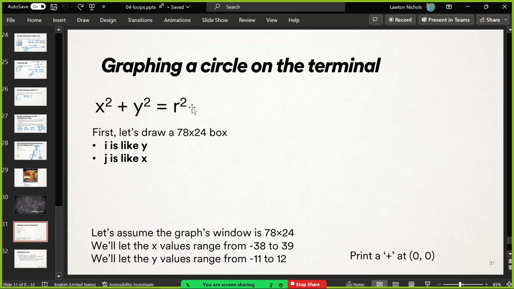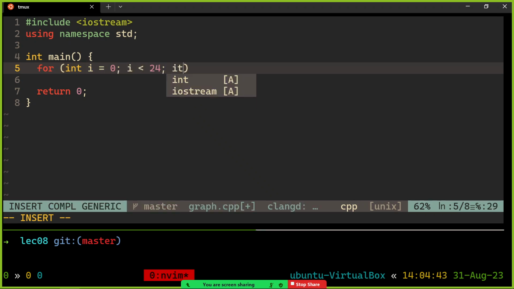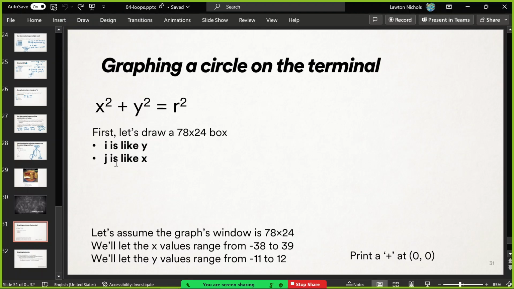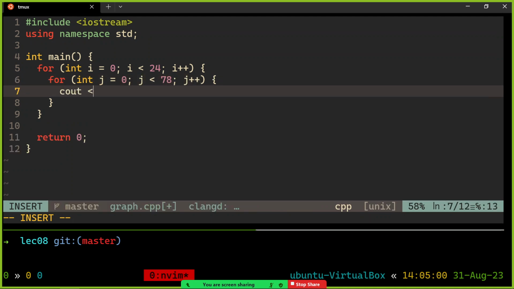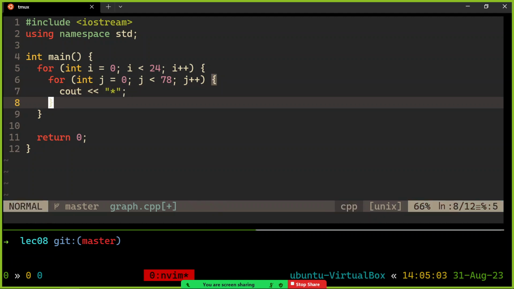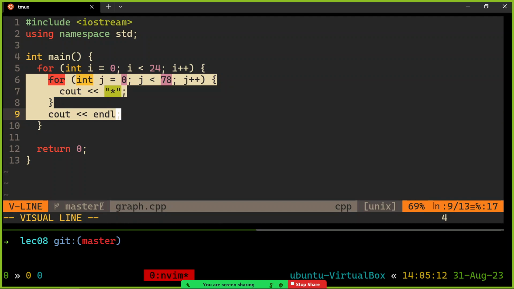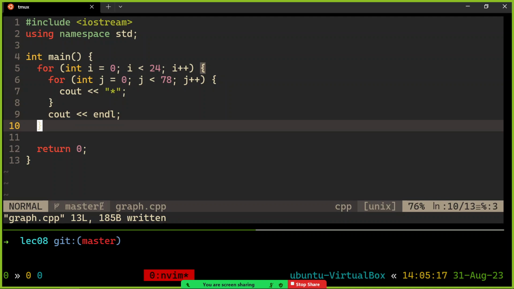I'm going to draw a 78 by 24 box. So remember that int i equals 0, i is less than 24, i plus plus. This is worrying about what line we're on. And then the j one, the inner loop, is worrying about what column we're on as we're printing stars, because I want to print a 78 by 24 box. j plus plus. So cout a single star on each line 78 times, then a new line. If you just repeat this 24 times, you get 24 lines of 78 stars. Any questions about that? That's the program.